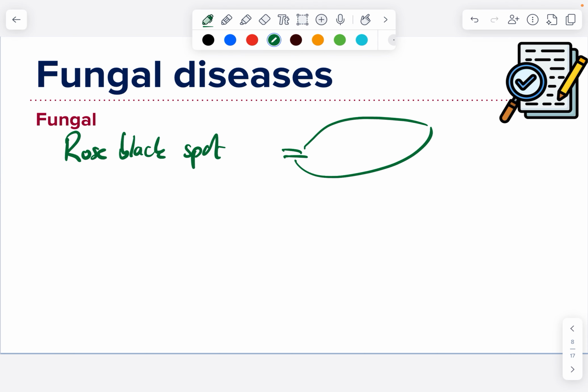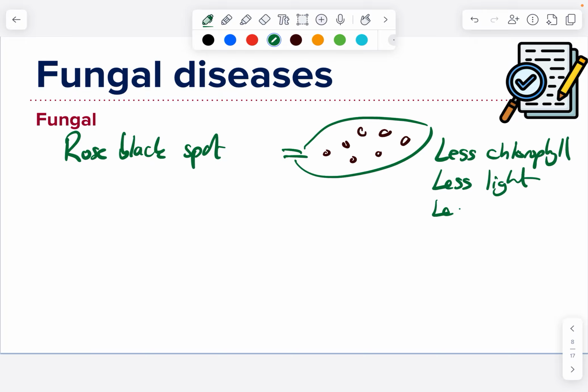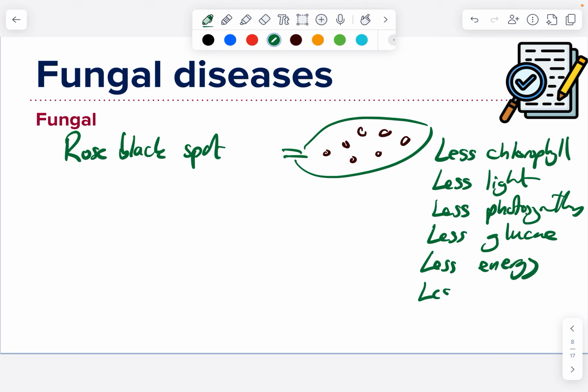Again, similar to what we've spoken about already, if these are the leaves of my rose, lots of black spots appear on it. The key then is, because of the black spots, less chlorophyll, so less light is absorbed, which means less photosynthesis, which ultimately means less glucose. Then you can have less energy released by respiration, or less ability to make amino acids or grow. So it just depends upon the length of the question in terms of what they want you to answer.